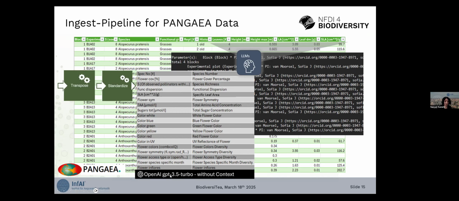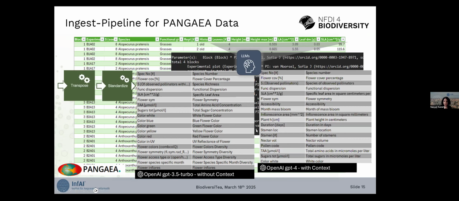This has already been done by OpenAI GPT-3.5 Turbo without context. And if we use GPT-4 with context, it's even better results. Additionally, there is also the standardization of the names of the units. For instance, here micromoles per liter have been detected, square centimeter per gram, and so on.